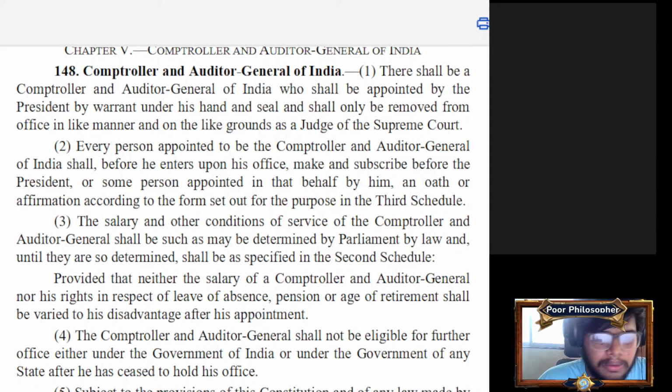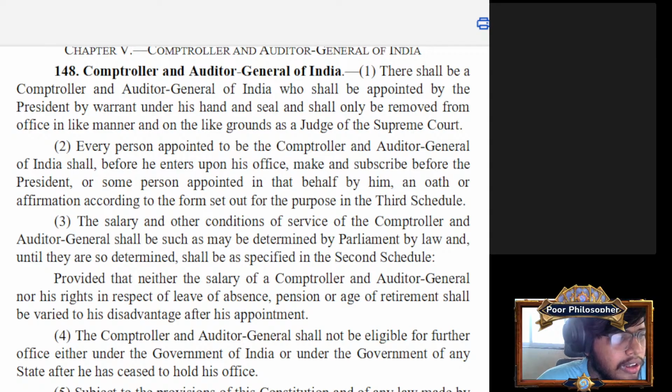Article 148. There shall be a Comptroller and Auditor General of India who shall be appointed by the President by warrant under his hand and seal, and shall only be removed from office in like manner and on the like grounds as a judge of the Supreme Court. Okay.